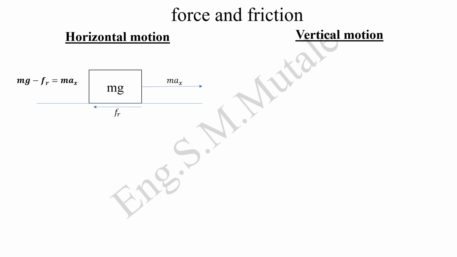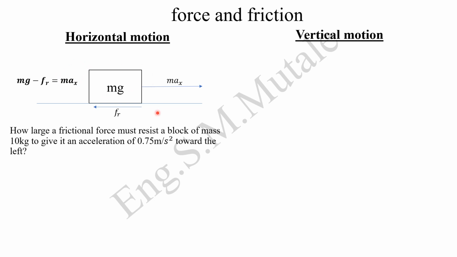So with that, the governing equation for the horizontal motion is this. The applied force minus friction will always give you the product of the acceleration and the mass of the object. There is an example. How large a frictional force must resist a block of mass 10 kg to give it an acceleration of that towards the left?